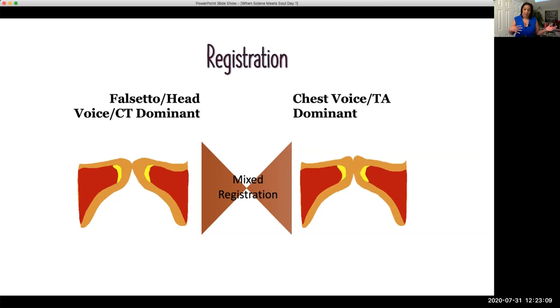I like the percentage model. I think Barbara Dasha uses the percentage model. There's a couple of people that use 80/20, 60/40. I like that. It gives me a little bit of flexibility in terms of describing the vocal behavior.